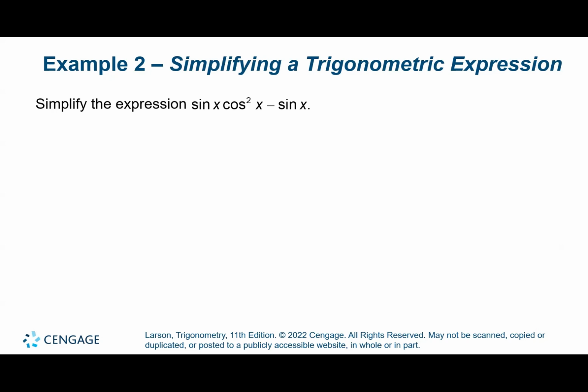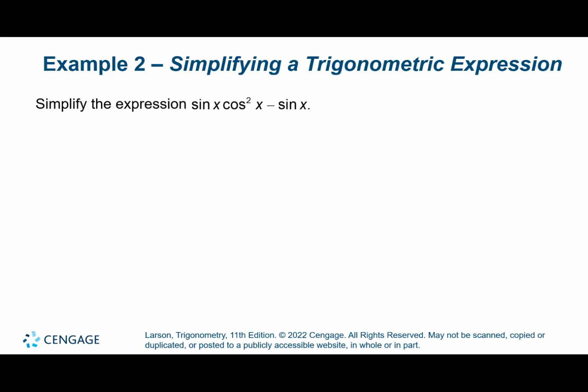So looking at this expression, I can see that there's something in common between our first term and our second term. So terms are separated by addition or subtraction. So here's the first term, this is the second term, and they both have a sine. So that lets me know that I could factor that out and see what's left over.